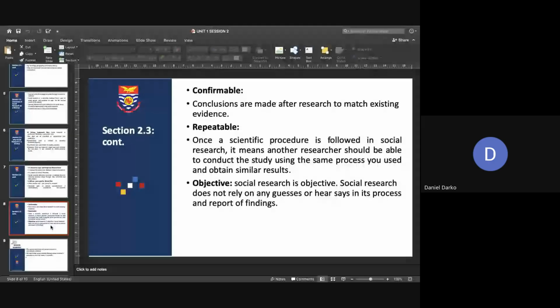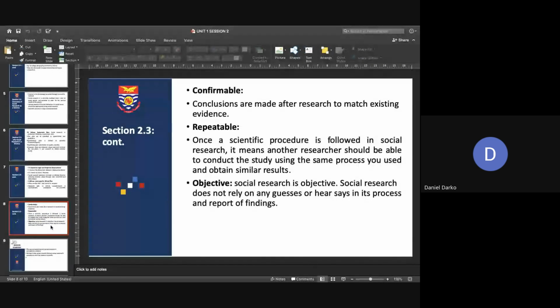Another reason why social research is considered a science is confirmability. Conclusions are made after research to match existing evidence. So we can confirm our findings with other findings. We can relate our findings to other research findings to find out whether what we found confirms what they found or doesn't confirm what they also found.